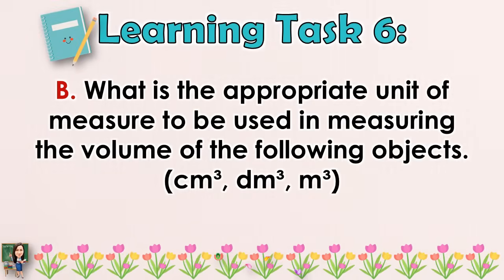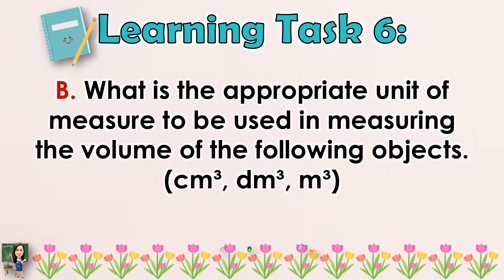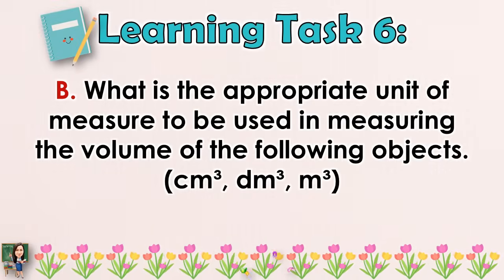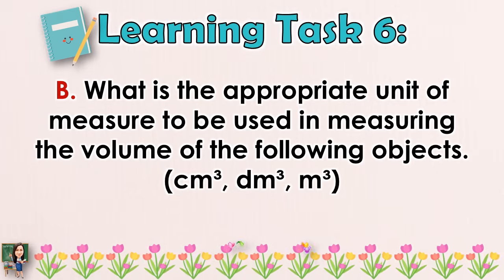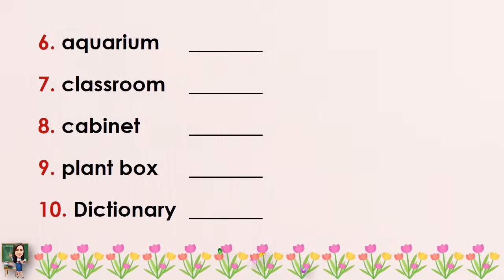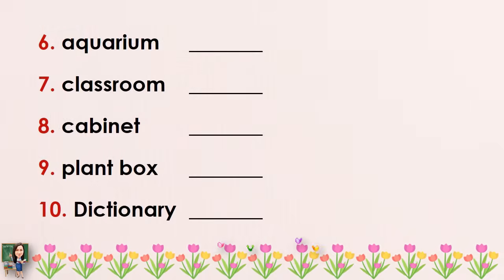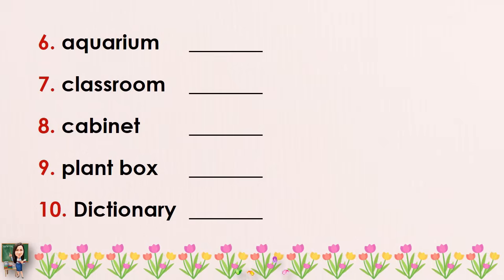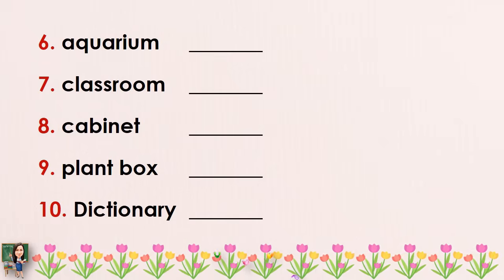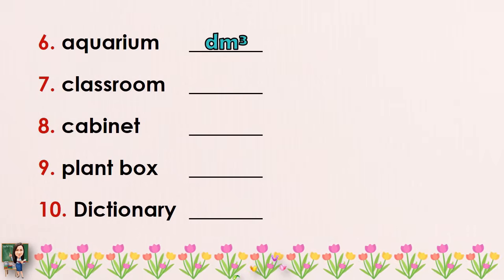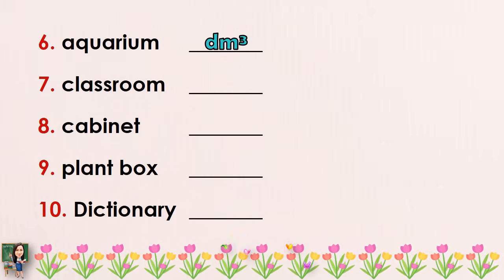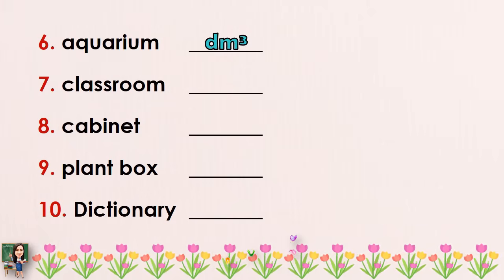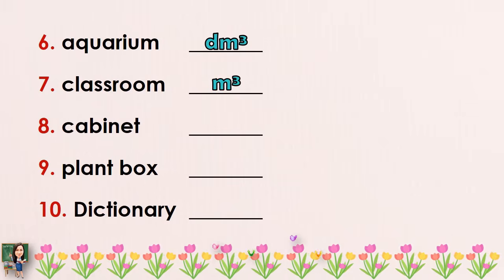For letter B, what is the appropriate unit of measure to be used in measuring the volume of the following objects? Is it cubic centimeter, cubic decimeter, or cubic meters? Number 6, aquarium. What is the appropriate unit of measure to be used in finding the volume of this? Correct. Use cubic decimeter. Number 7, classroom. What is the appropriate unit of measure to be used? Correct. Use cubic meters.